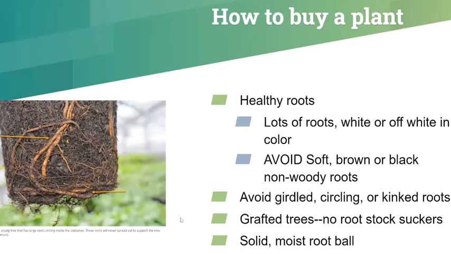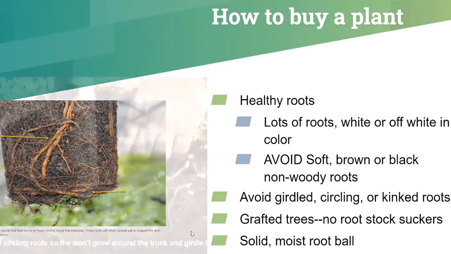There should be a lot of roots. The little fine ones should be kind of off-white. They shouldn't be dark brown because that means that they're rotting. Again, watch for those circling roots. And grafted trees, we'll look at that too. You don't want any root suckers to come out of that. And you want a nice solid root ball. If you can shake the tree and it's moving inside the pot without the pot moving, then it doesn't have enough roots there to support the top of the tree, and don't get that one.